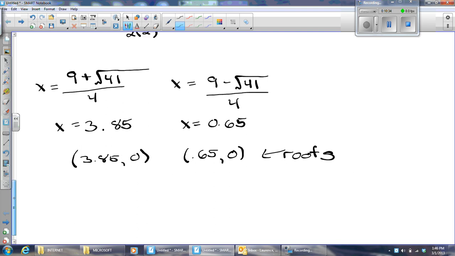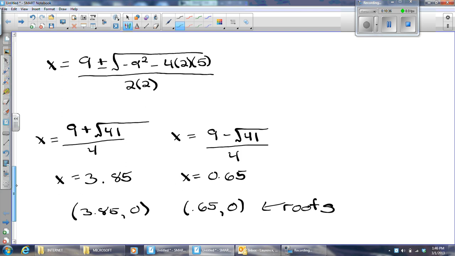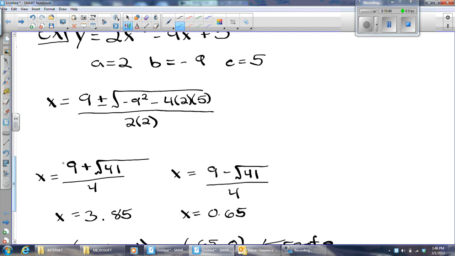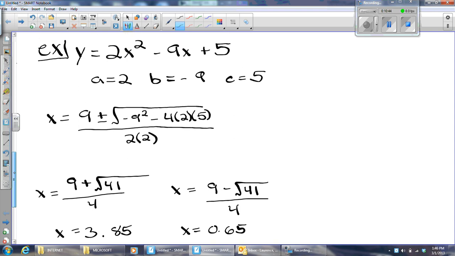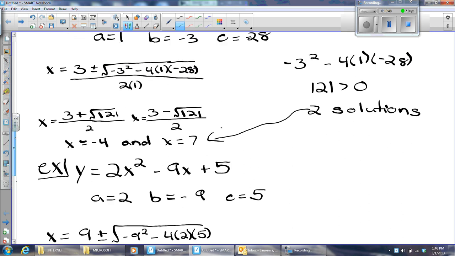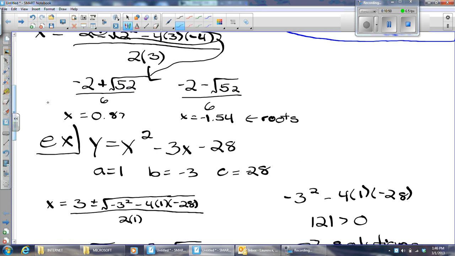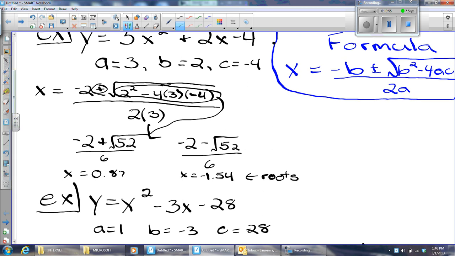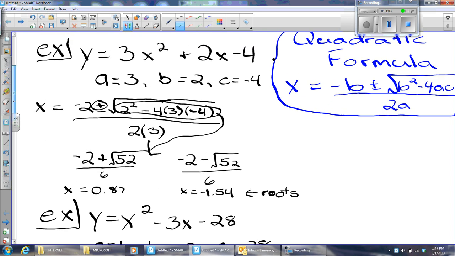Okay, so just a little recap. We are still finding roots. We're just using the quadratic equation for quadratic equations that are hard to factor, or we don't remember how to factor. So we can use this quadratic equation to plug in. We're going to plug in our coefficients and find the roots.